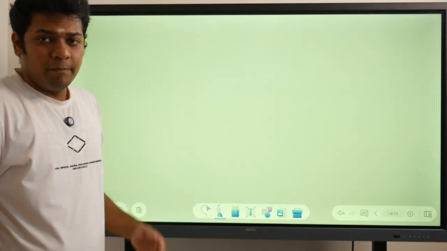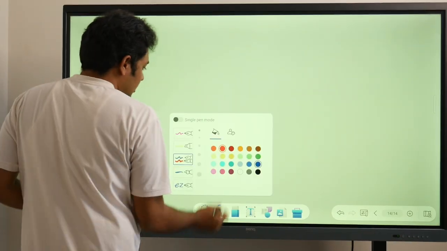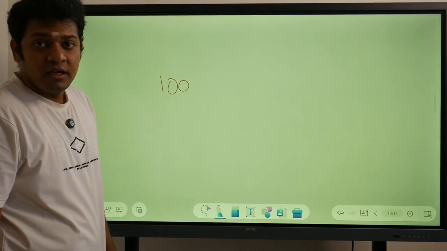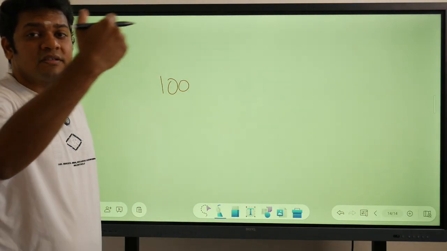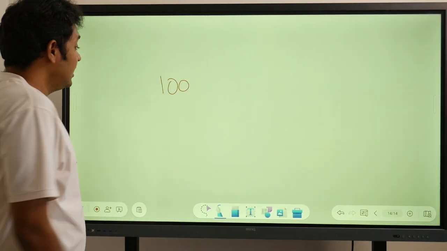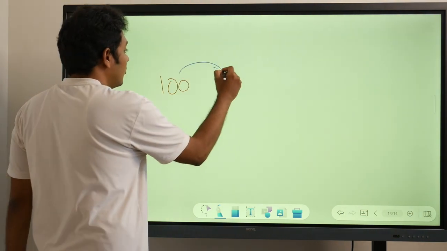Then you have successive increase in percentages. Say for example, the salary is 100 rupees. It's increasing by 10% for the next 2 years. What will be the salary after 2 years? It's increasing by 10% for the next 2 years. So 100 will become what?